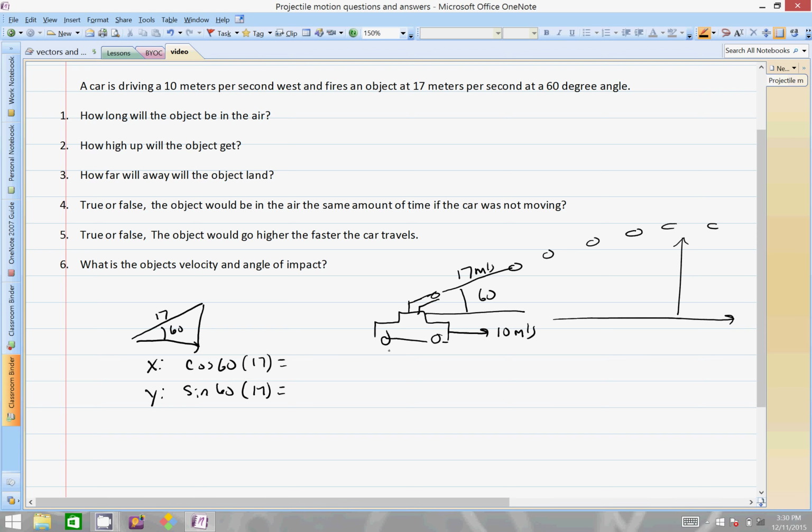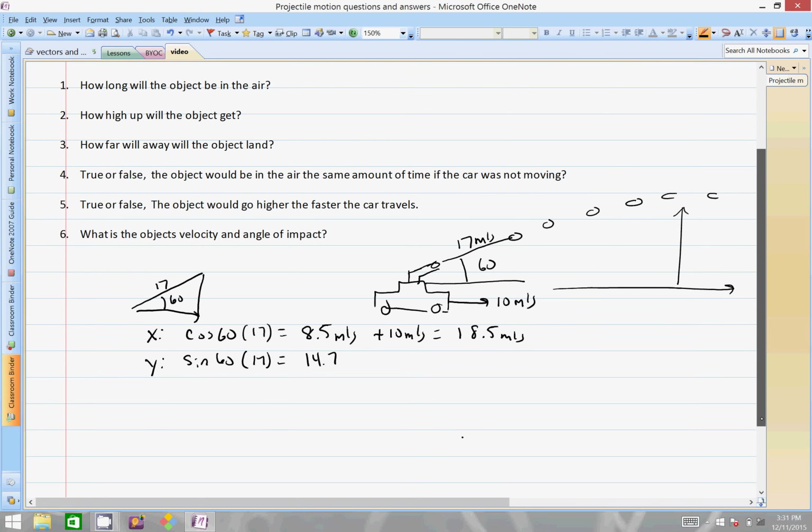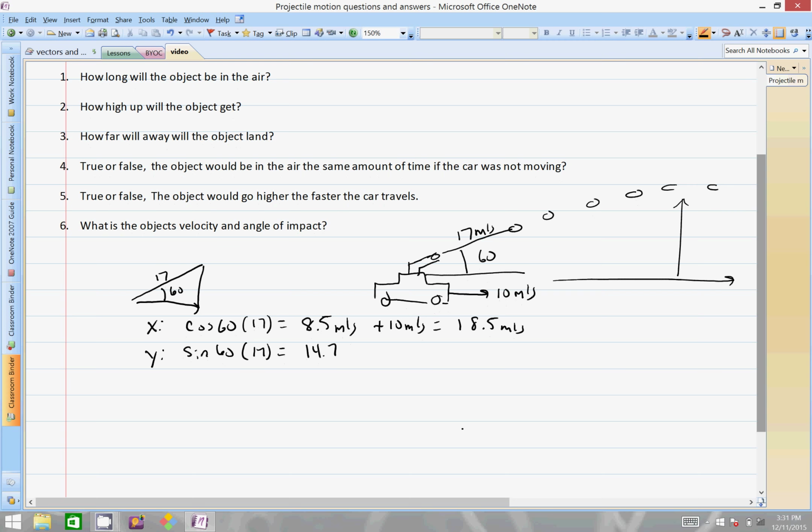17 times the cosine of 60 equals 8.5 meters per second. 17 times the sine of 60 equals 14.7. And then at this point we're also moving in the x direction an additional 10 meters per second. So just be aware the x total is 18.5 meters per second. All right, so how long will the object be in the air? That's controlled by the y-axis.